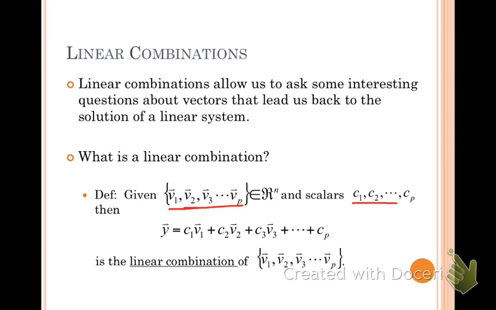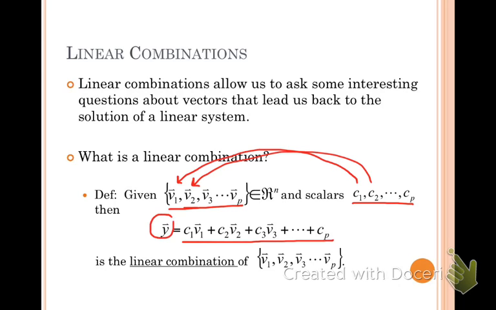And we have scalars c1 to cp. To make a linear combination of this set of vectors, we take these scalars, which are just constants, and we multiply each by the corresponding vector, and then we find the sum. And so we end up with the following. So a linear combination is any vector y that can be written in this form.